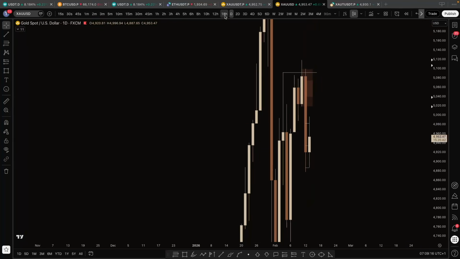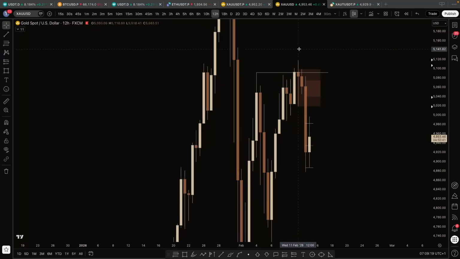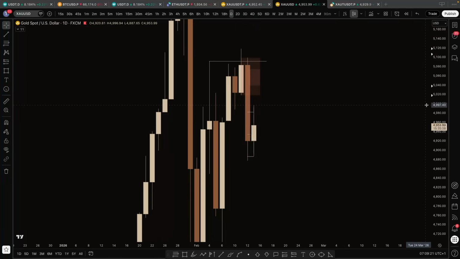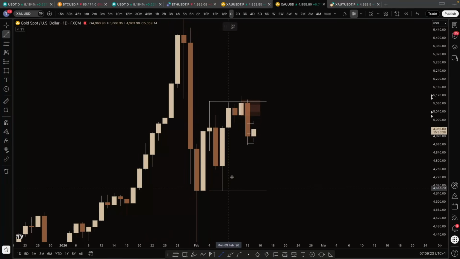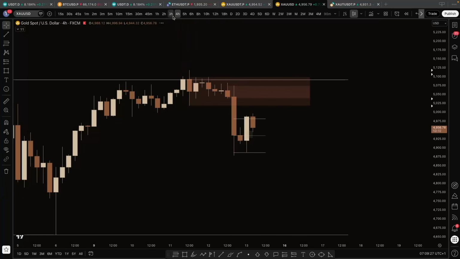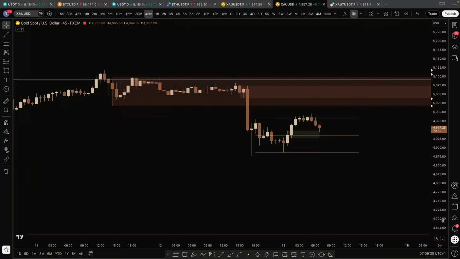Let's see if we got an unfinished candle, and we don't. So unfinished high time frame candles can be massive liquidity magnets. As you can see right here on the daily and the 3-day, this was a heavy magnet as well, and heavy confluence to short. Crazy.